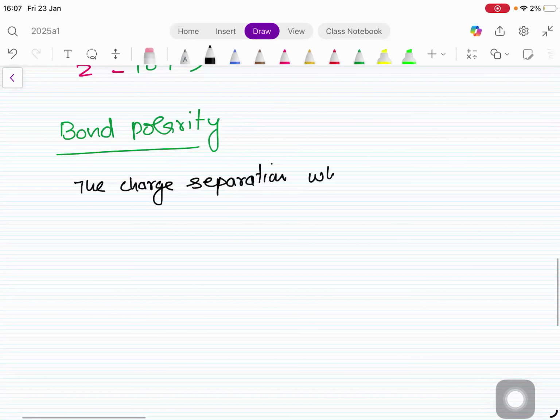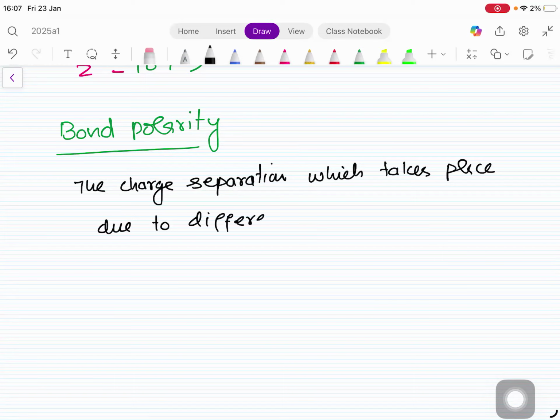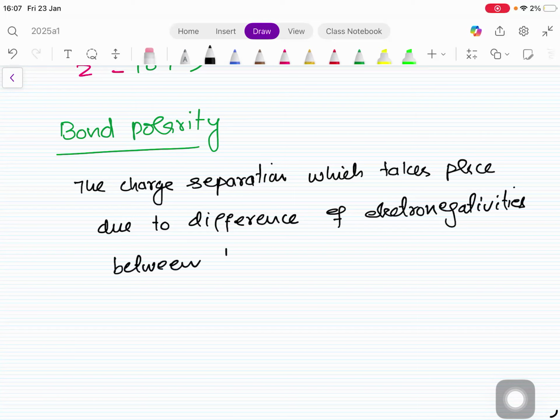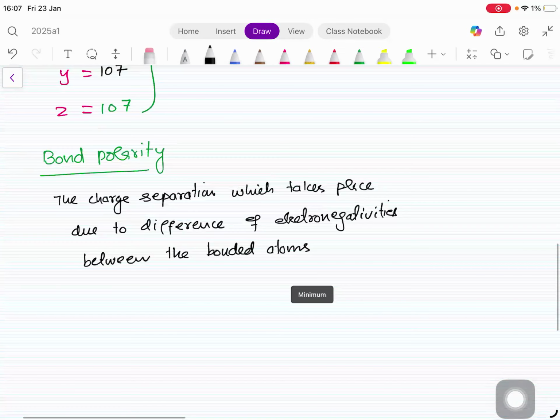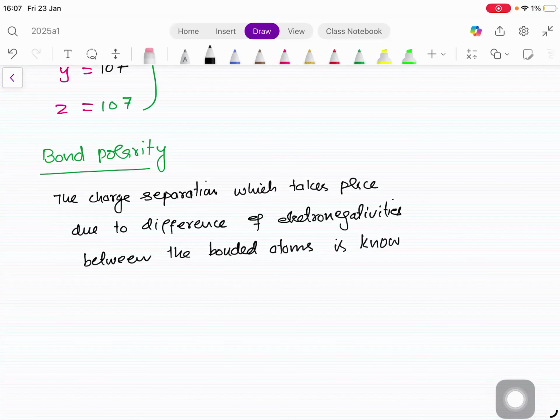The charge separation which takes place due to the difference of electronegativities between the bonded atoms is known as bond polarity. Now let me explain this.